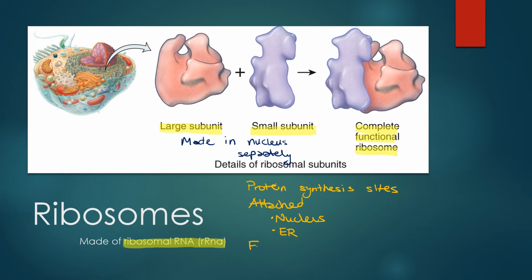Or they can also be free. This just means that they are unattached to other structures in the cell. They're free floating in the cytosol. So you can either find them attached or free. Free ribosomes are used to synthesize proteins that are used in the cytosol. So the proteins that are made by free-floating ribosomes are used in the cytosol themselves.